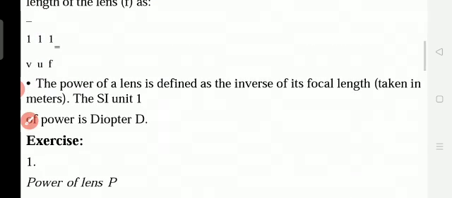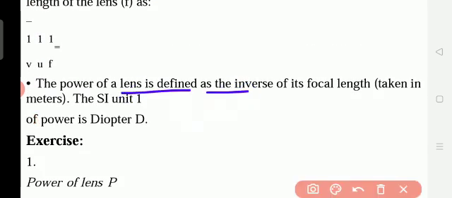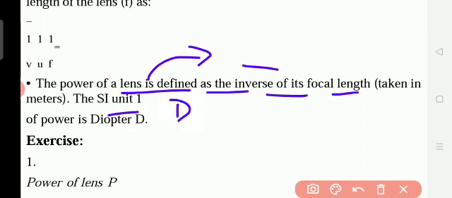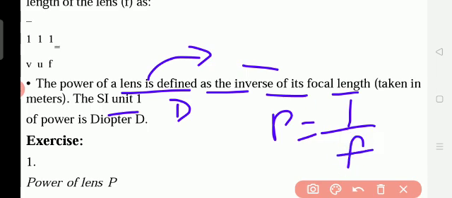And the next one: the power of a lens is defined as the inverse of its focal length. The power of a lens is inversely proportional to the focal length, not equal to the focal length. The SI unit of the power of a lens is the diopter, D. The formula is power of lens P = 1/f, where small f means focal length.